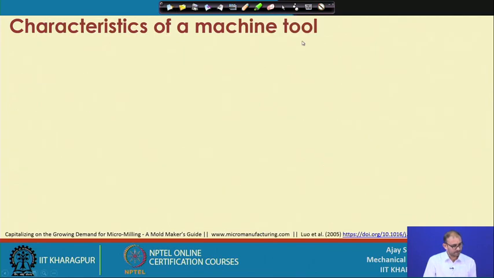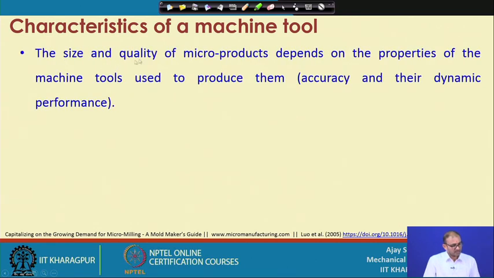Characteristics of a machine tool. So, now the size and quality of the micro product depends on the property of the machine tool used to produce them, that is mostly the accuracy and the dynamic performance. Dynamic performance means, when it is static we are not utilizing the machine, but the static deformation is also important, but that will take some time. But when the machine is in operation, at that time the different components are in motion, that is mostly the XYZ slide, and the spindle is also rotating. So, there are many movable components. At that time how the machine behaves, that is also important, because that is the real life situation of the component.